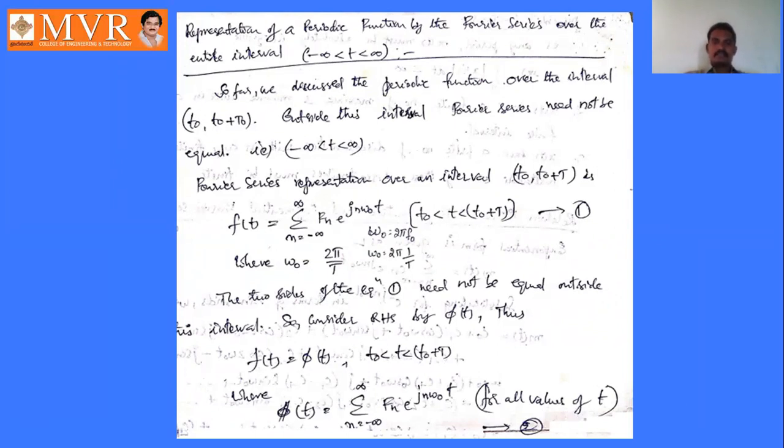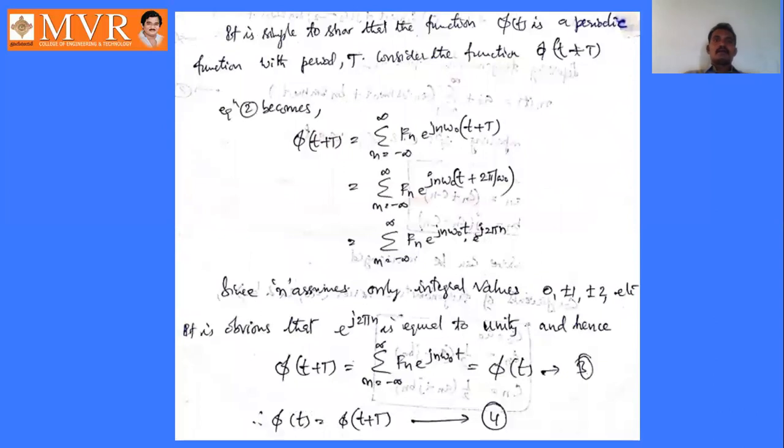That's why we are doing this analysis. Here the right hand side during the interval t naught to t naught plus T may be considered as phi of t. So f of t equals phi of t, where phi of t is sigma n equal to minus infinity to infinity Fn into e power j n omega naught t for all values of t. Let us consider this as equation number 2. It is simple to show that the function phi of t is a periodic function with period T.